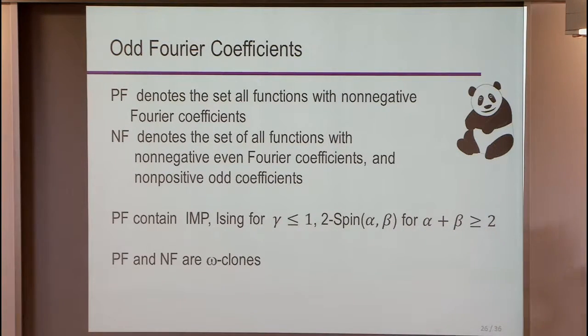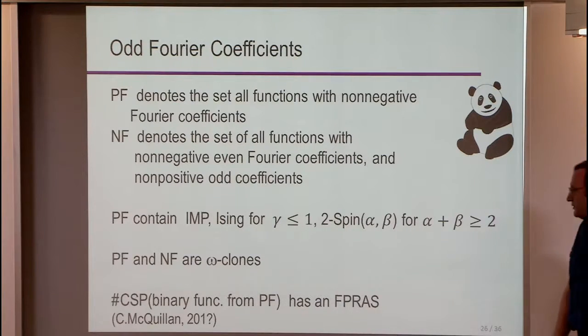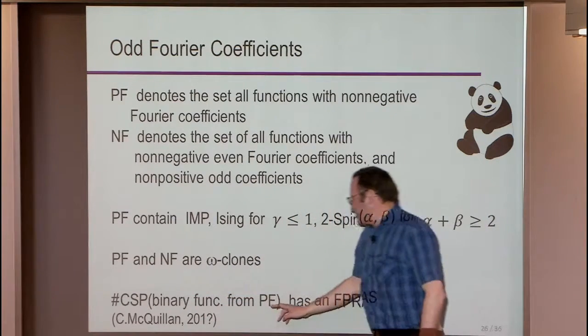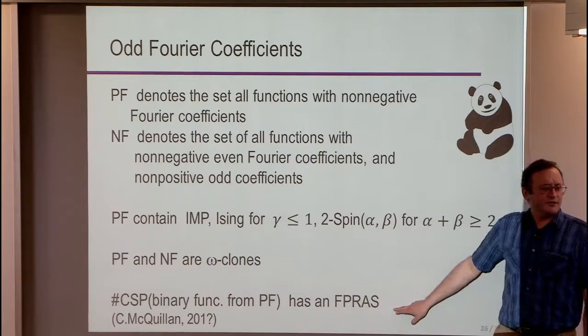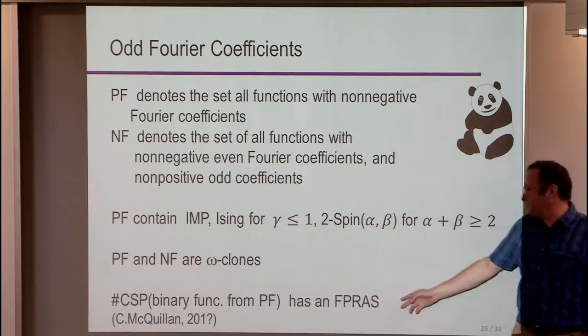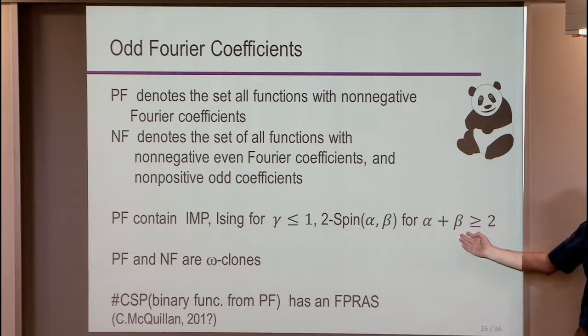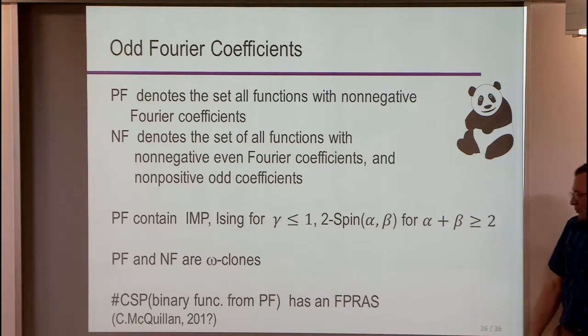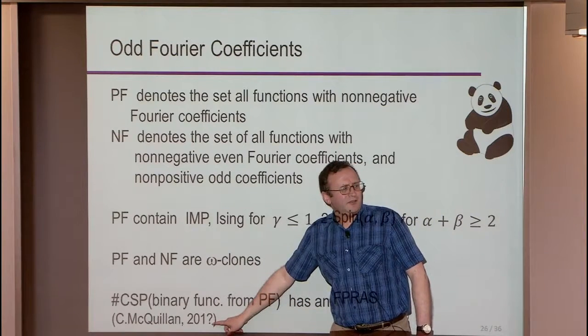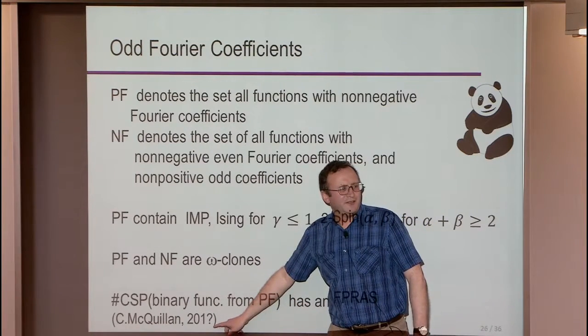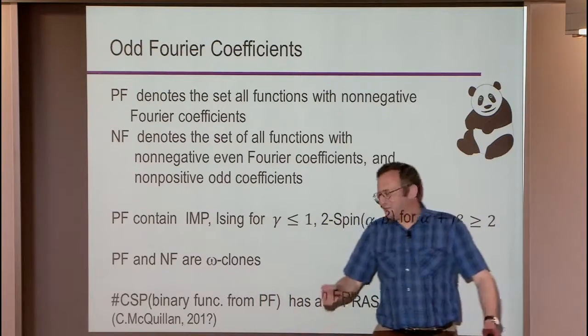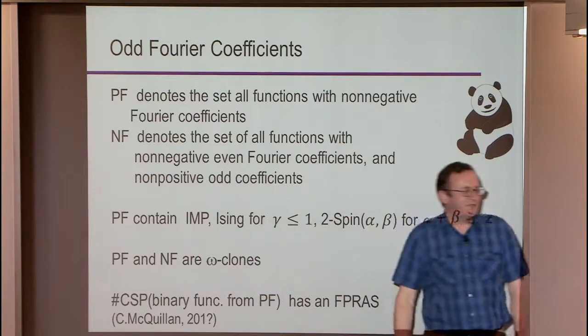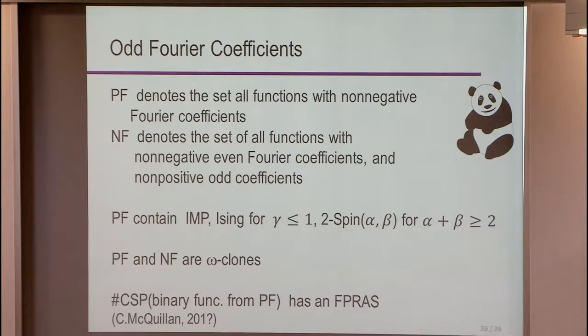They are omega clones, which is good. And we know a little bit about them. Say if you take binary functions from PF, then there is an f-press for them. For instance, this gives immediately that 2-spin of alpha beta in this case is f-pressable. Well, it's unpublished, is it? It is not. Yeah, he's gone into history. Okay, so this explains this question mark here. So Colin proved it but didn't publish somehow.